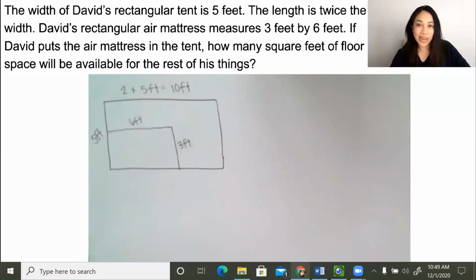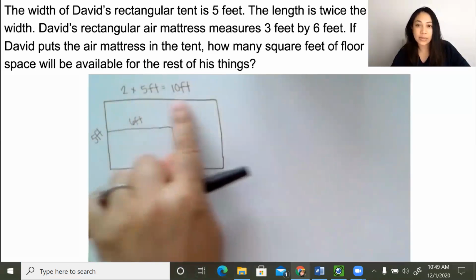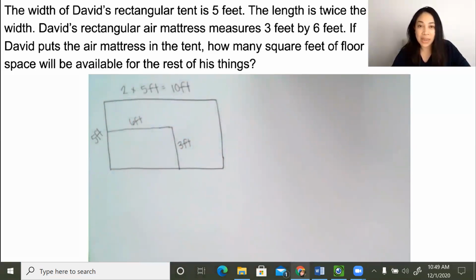What are we trying to find out? We are trying to find out how many square feet of floor space will still be available for the rest of his things. So if the air mattress is here, we need to determine the rest of the space in the tent. That means we need to determine the remaining area.